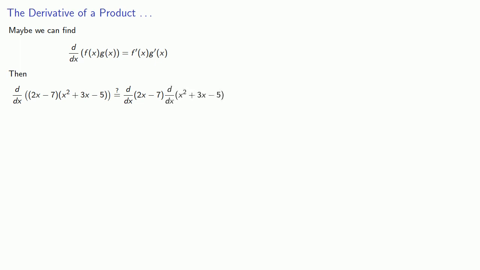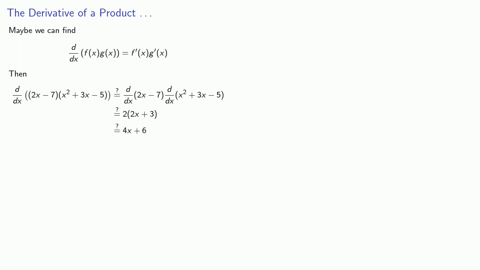So maybe we can find the derivative of a product as the product of the derivatives. Well, let's find out. The derivative of this product, maybe it's the derivative of 2x minus 7 times the derivative of x squared plus 3x minus 5. Well, we can differentiate. And we get a possible derivative of 4x plus 6.